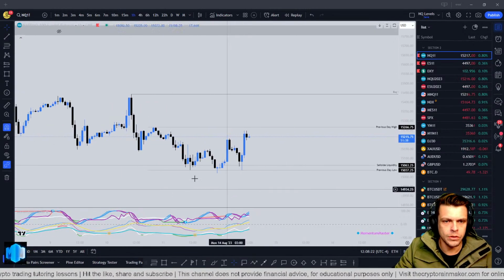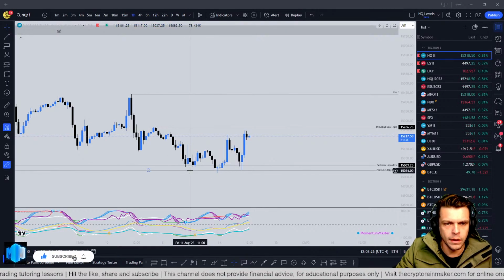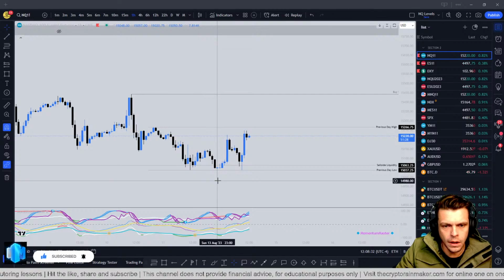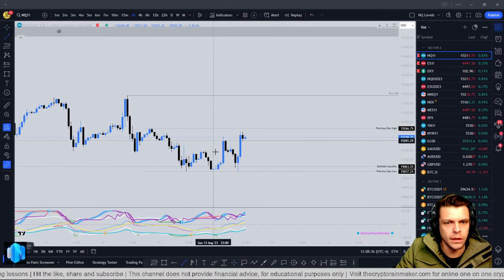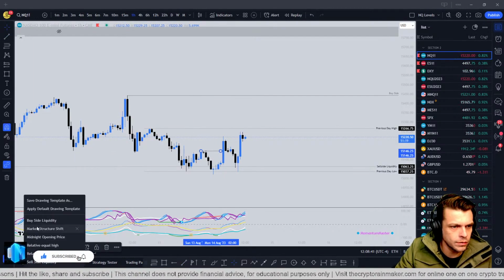Okay, so here you can see the liquidity grab a bit better. So we had the low right there. This was the low on Friday during the New York morning session. Then on Sunday they took out this, and then on the 1-hour chart we also have a market structure shift.